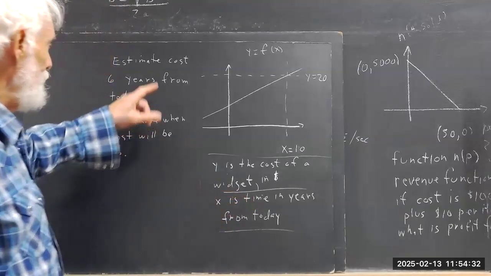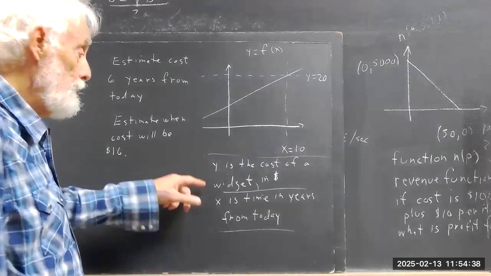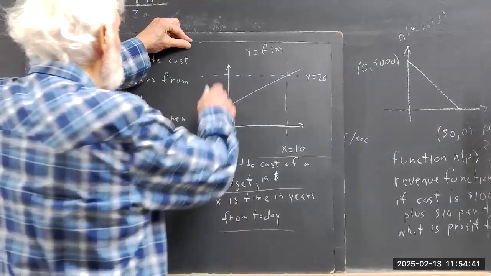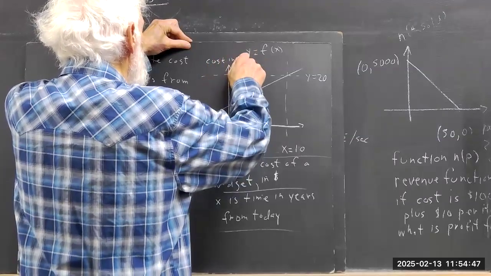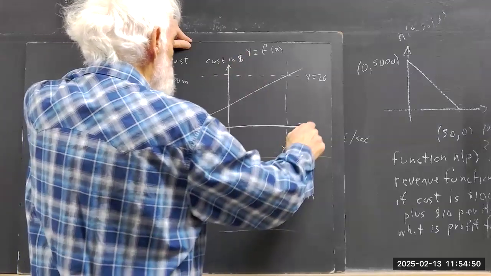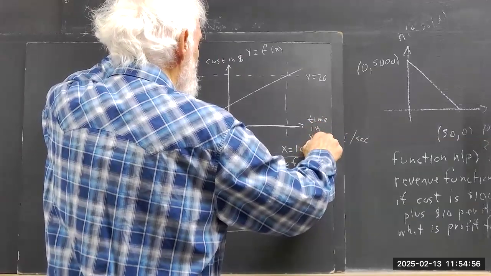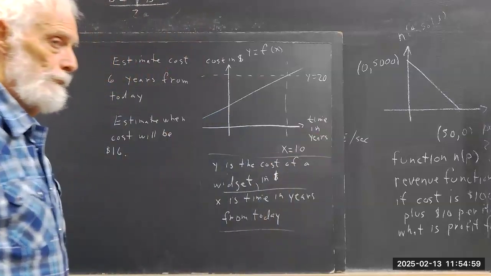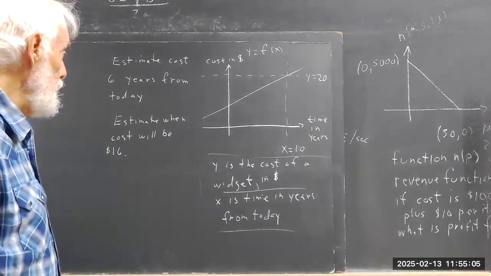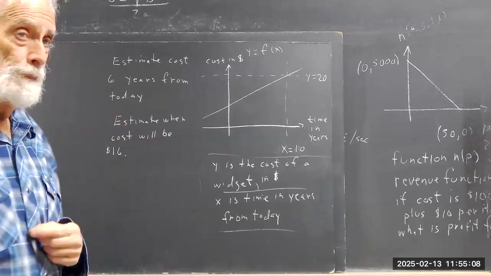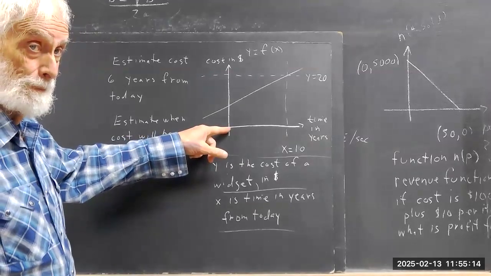Okay, so let's make the cost 6 years from today. Well, where's the cost? So it would be useful to write cost in dollars. And this will be time in years. Makes sense? So now you're asked, estimate the cost 6 years from today. Where's today? Today is here, right?